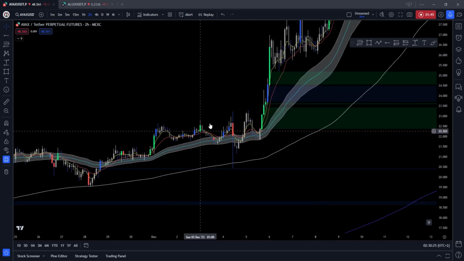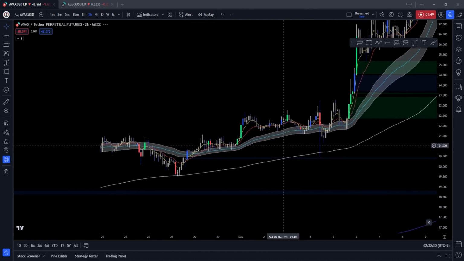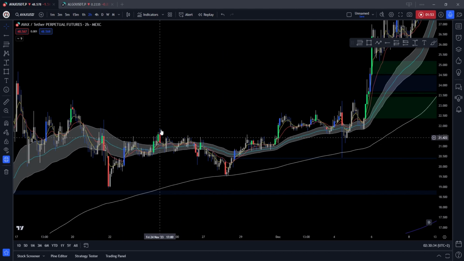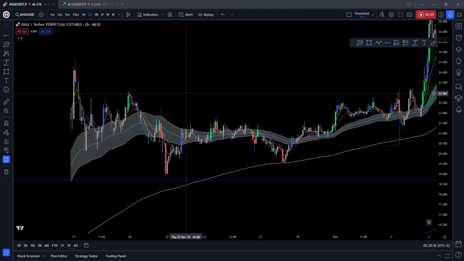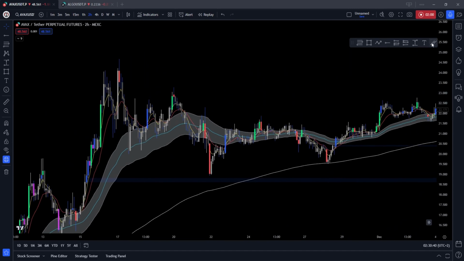But yeah, you will see the EMA is going to be responsible for retests right here. As you can see, retest, retest, retest, retest. When price doesn't move a lot and it stays in the cloud for a really long time, like right here for example, price tends to consolidate a lot.